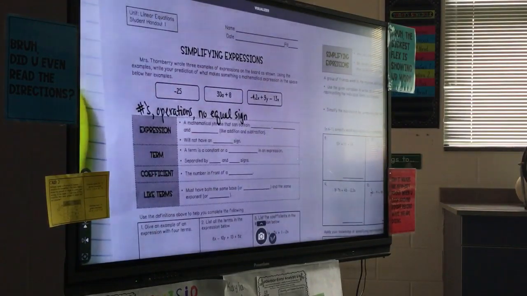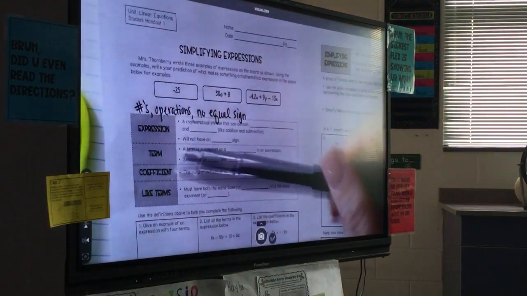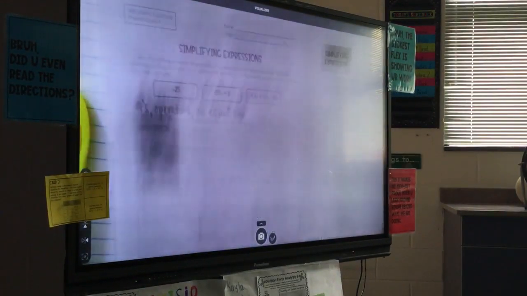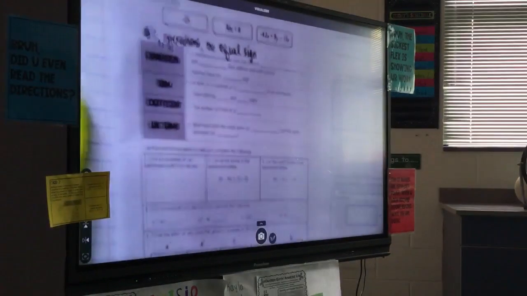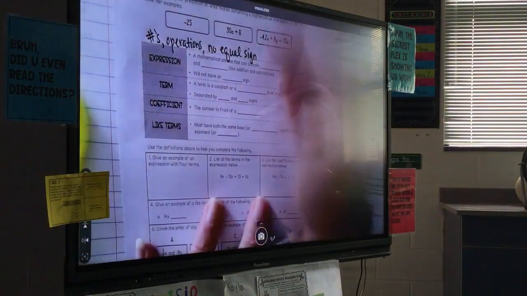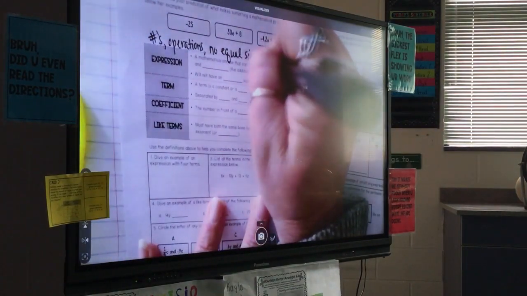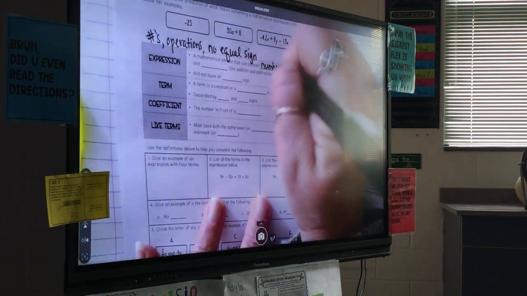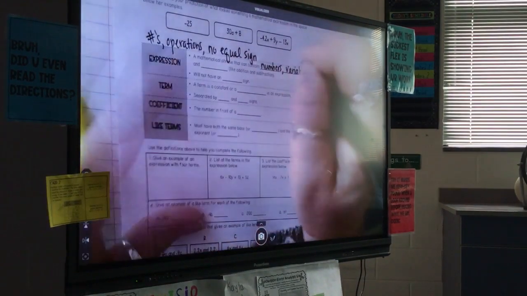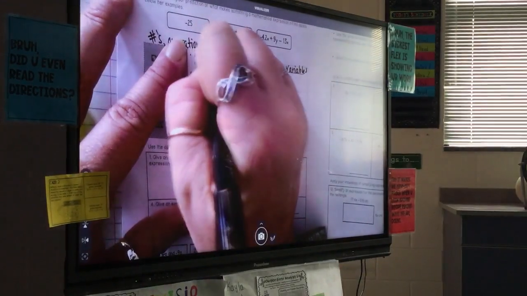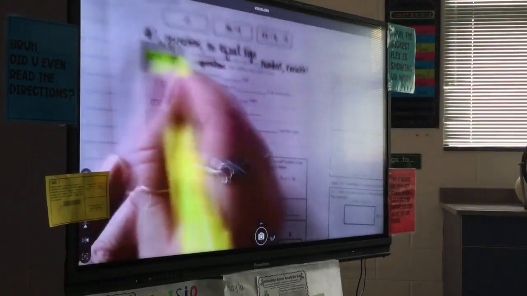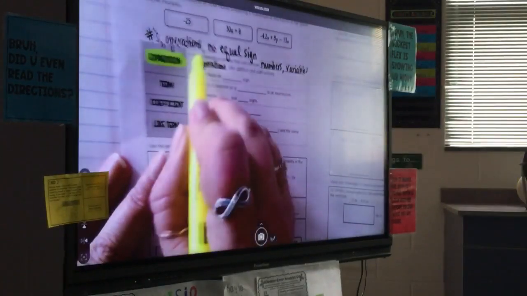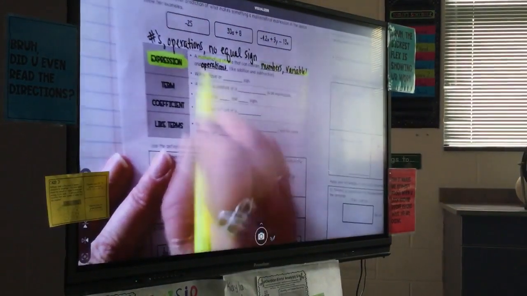Have to remember that. All right, so we're going to talk about expressions, terms, coefficients, and like terms. Again, all of this is a review from 6th and 7th grade. So, a mathematical phrase that contains numbers, variables, and operations. And I apologize for those of us who write really big. These lines are really small. Like adding and subtracting. So an expression, go ahead and highlight that as much as you can for it to stand out, is a mathematical phrase with numbers, variables, and operations.